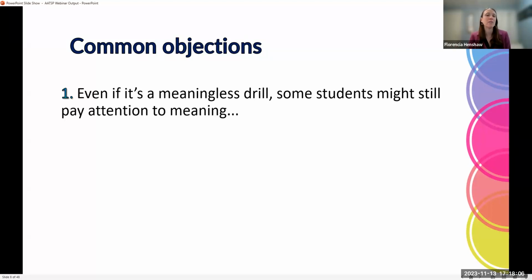So the first one is, even if it's a meaningless drill, some students might still pay attention to meaning. So even if all I'm doing is just repeat after me, even if all I'm doing is just read out loud this sentence, yes, technically it is meaningless. The student can do it without having any clue what they're saying. But hey, some students might still pay attention to meaning.